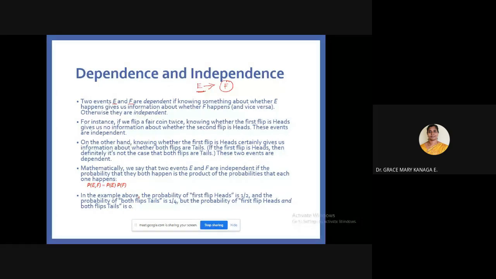In the example above, the probability of the first flip being head is 1/2, and the probability of both flips being tails is 1/4. But the probability of the first flip being head and both flips being tails is 0.